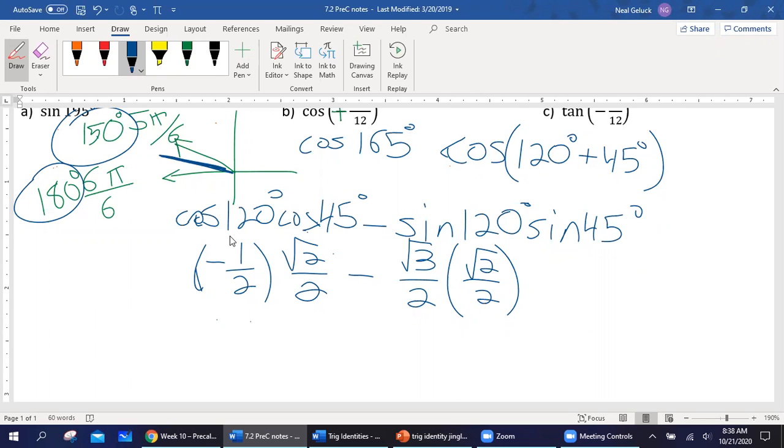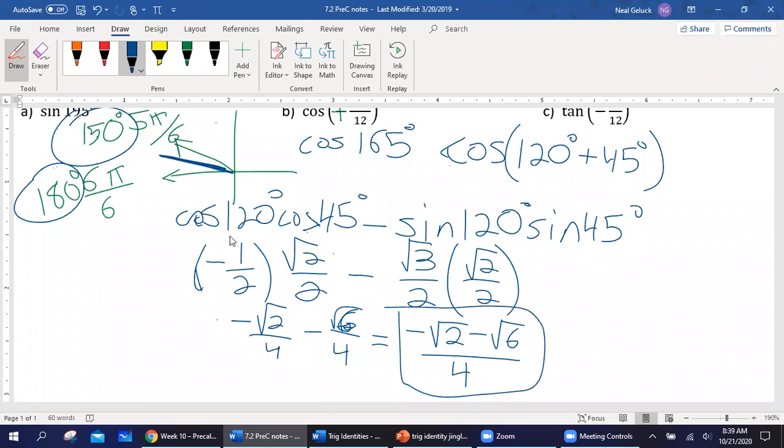So I'm going to end up with negative root 2 over 4 minus root 6 over 4. And again, I can push the numerators together, but I can't actually combine them necessarily. And so I end up with negative root 2 minus root 6 all over 4.